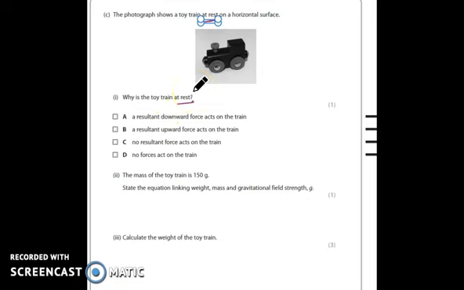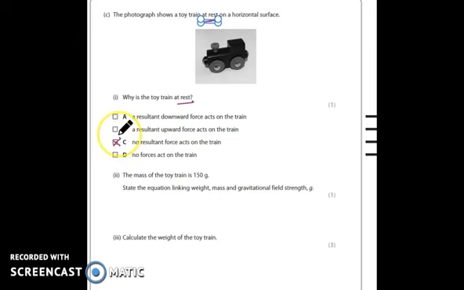A, a resultant downward force acts on the train. B, a resultant upward force acts on the train. C, no resultant force acts on the train. Or D, no forces act on the train. The correct answer is C.